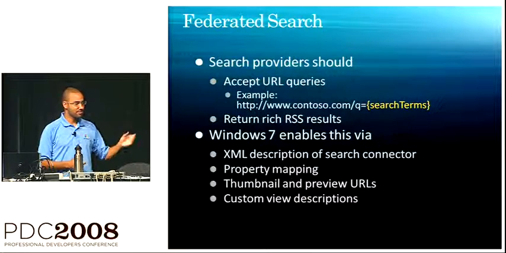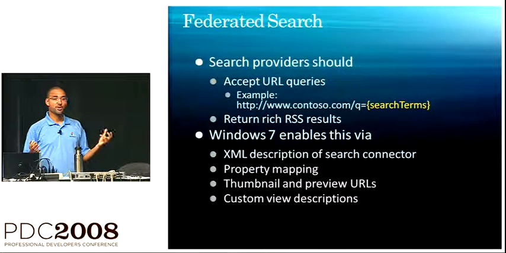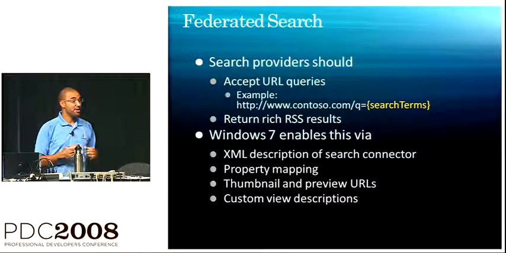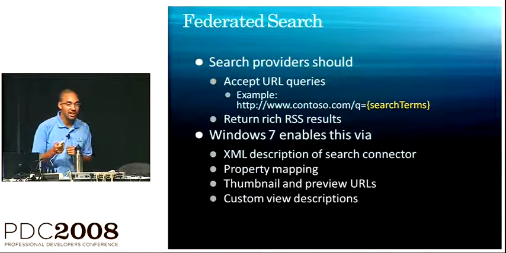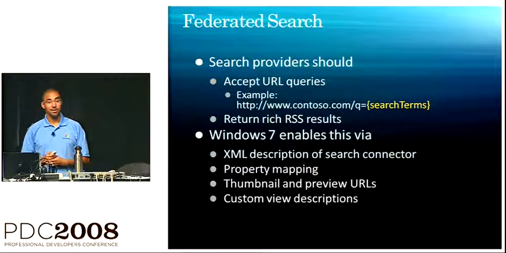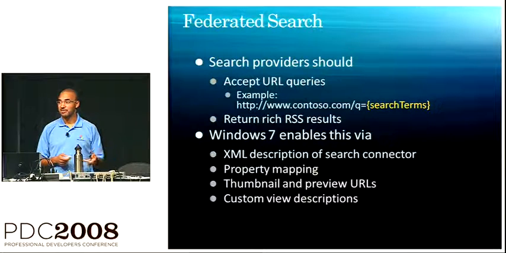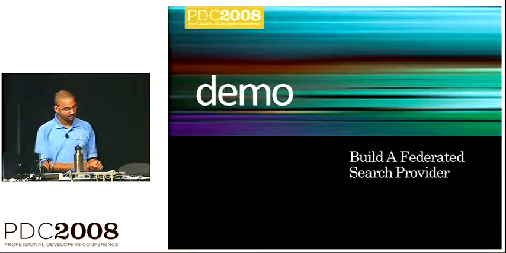So here we go. This is how it works. In order to be a search provider, you need to accept queries in your URL, something that a lot of web services already do today. You need to be able to return RSS as search results, something that a lot of web services already do today. And then you can really light up in the Explorer by mapping your custom properties to the Explorer properties, and also by specifying thumbnails and previews in a very data-driven way. And so let's take a look at actually building one of these federated search providers.